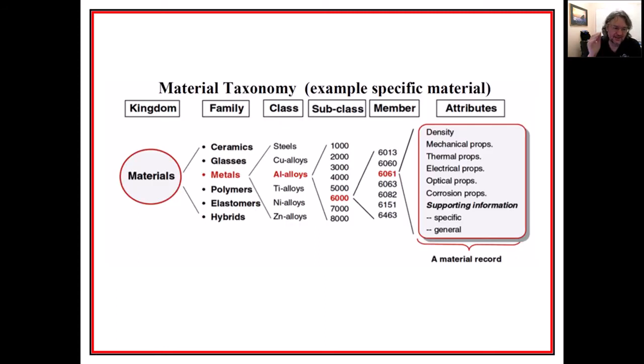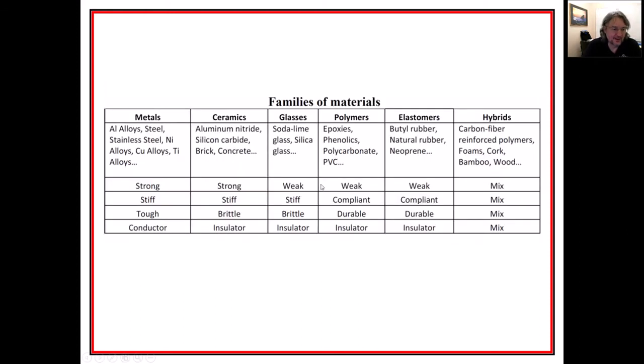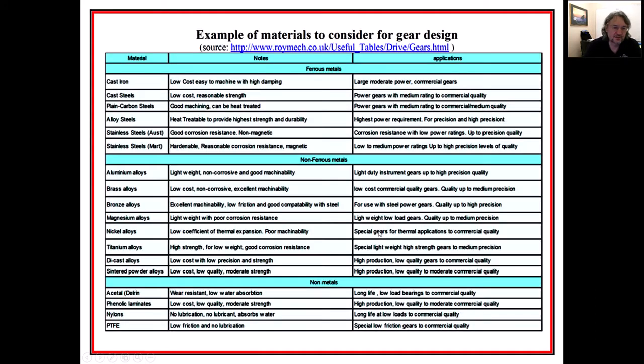So we could break down the kingdom, the family, the class, the subclass, the member, and then the attributes and so forth. We could systematically break down what kind of material we are talking about. For instance, they all come from these different families right here: metals, ceramics, glasses, polymers, elastomers, hybrids. You can see they have a variety of traits, like strong, stiff, tough, conductor, or strong, stiff, brittle, insulator, comparing metals to ceramics and so forth. It's kind of interesting to think about those types of traits.